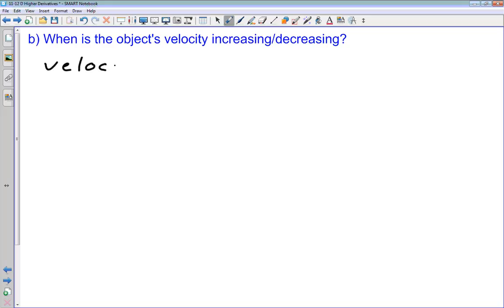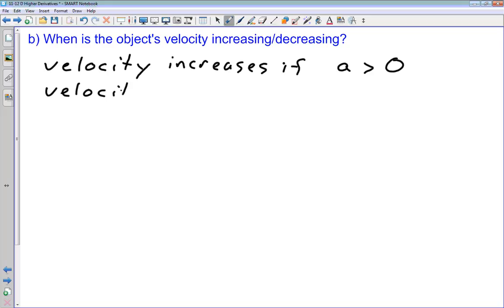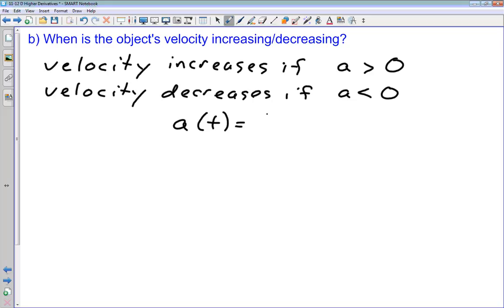So velocity increases if our acceleration is positive, and our velocity decreases if our acceleration is less than 0, so if it's negative. So we need to use this acceleration function that we found in the previous part of this question. So I'll just say velocity going up, increasing, velocity going down, decreasing.